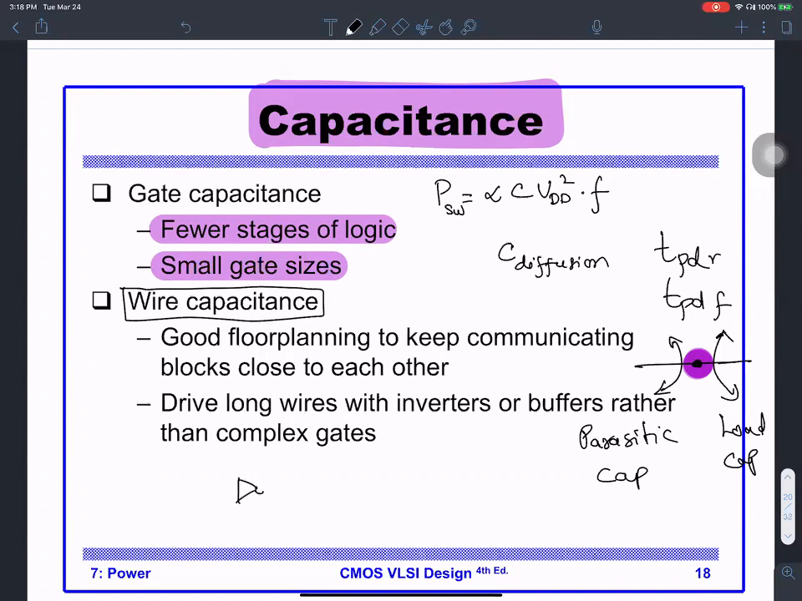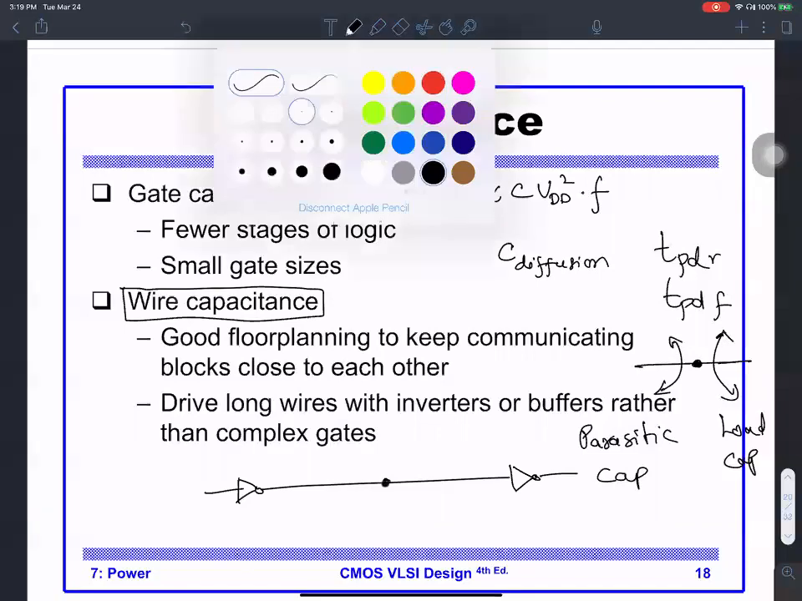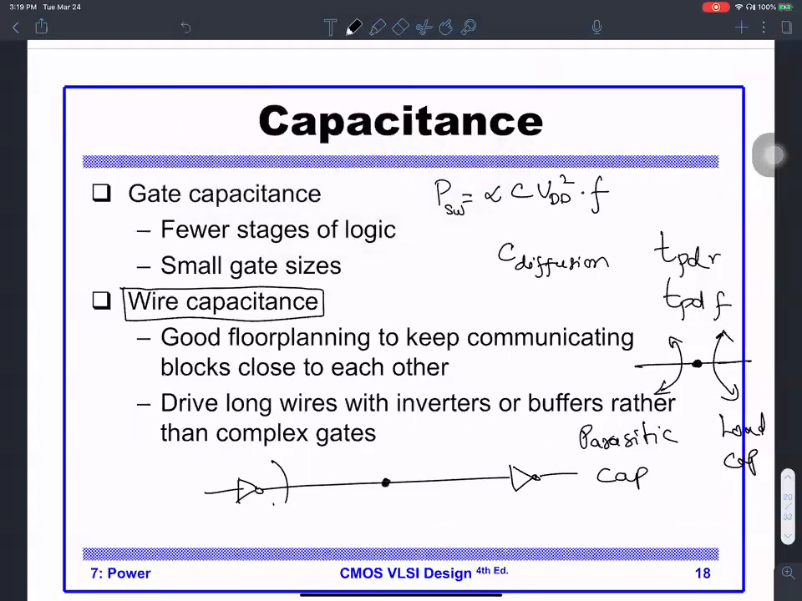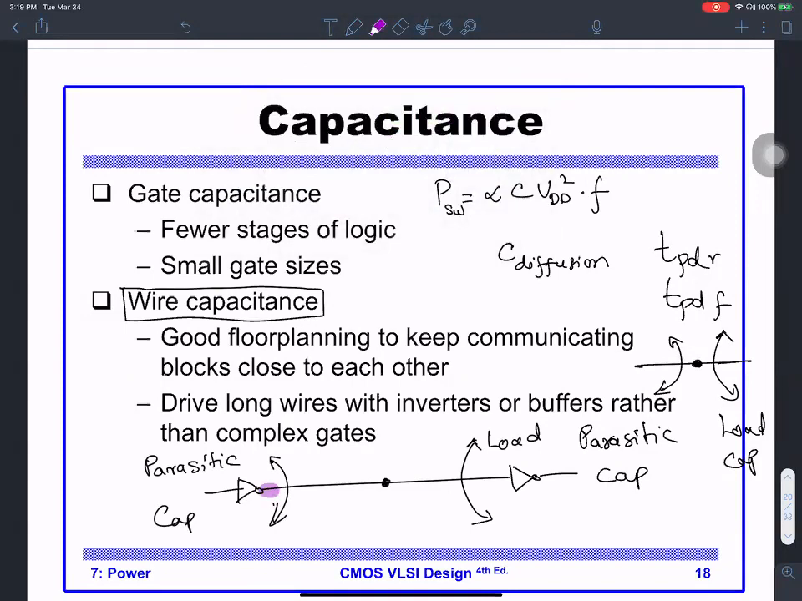If you look at this, there is some capacitance coming from the parasitic component here, and there is some capacitance coming from the load component here. Those are the two capacitances that we have taken into account. The other capacitance that we have never thought about is the capacitance coming from this metal wire.